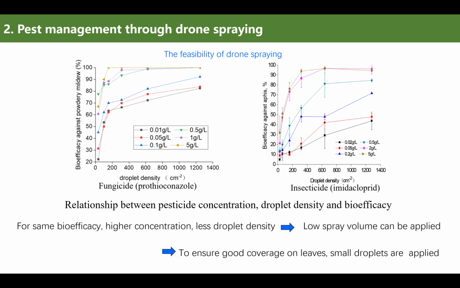This is the relationship between pesticide concentration, droplet density, and bioefficacy. You can see if a high pesticide concentration is applied, you can select a low droplet density. Therefore, low spray volume can be applied for drone spraying, but to ensure good coverage on leaves, small droplets are applied for drone spraying.